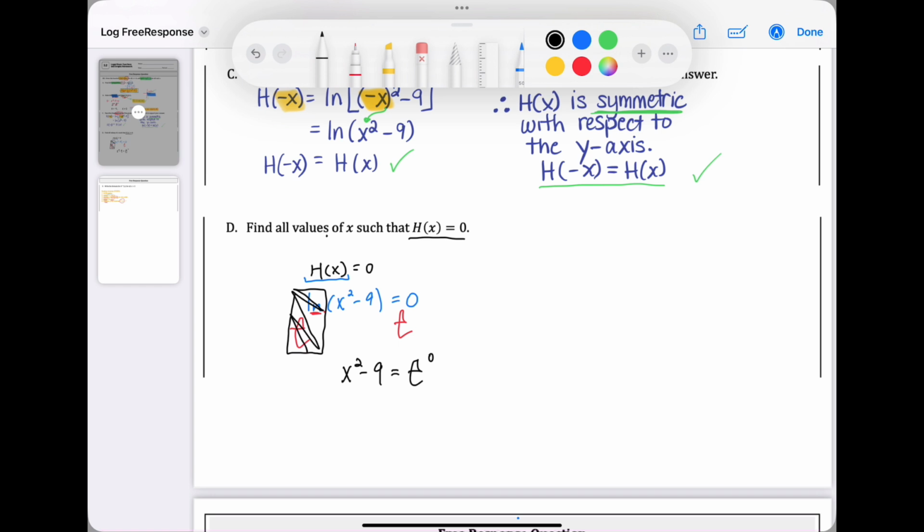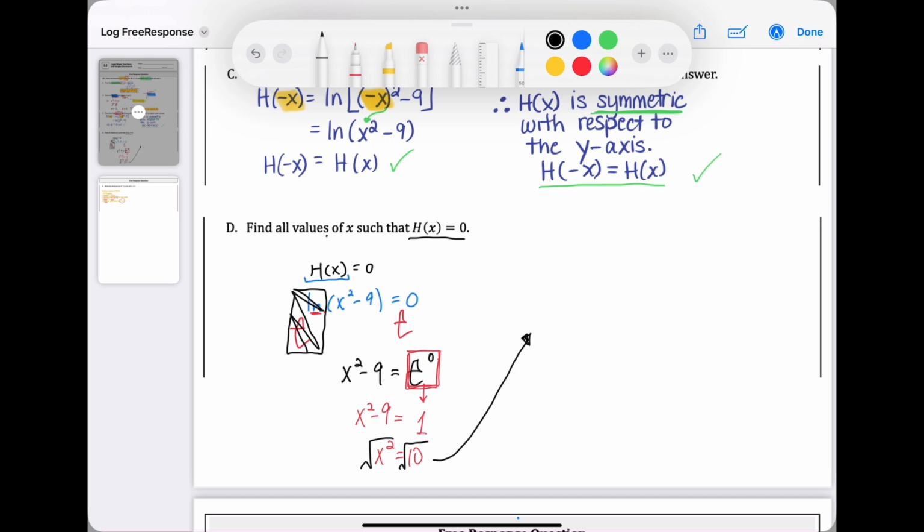It's equal to e to the 0. Any non-zero number to the 0 power gives me a perfect answer. It is 1. So that tells me x squared minus 9 is equal to 1, which tells me x squared is equal to 10. Now remember, when you solve for the x value, you do the opposite. Square, what will be my opposite? Both sides take the square root.